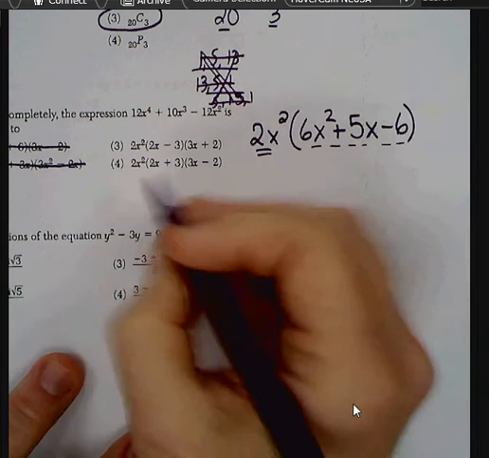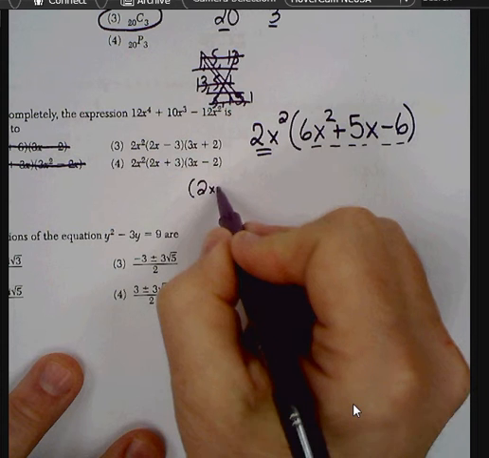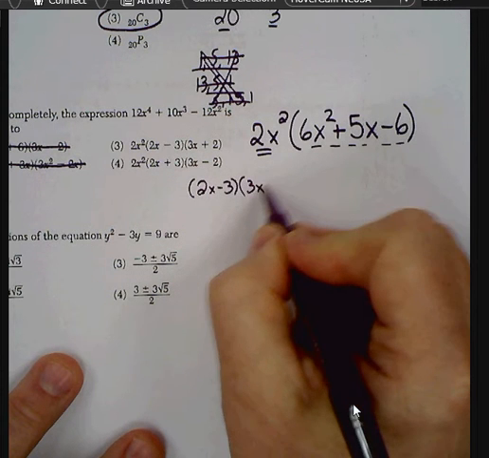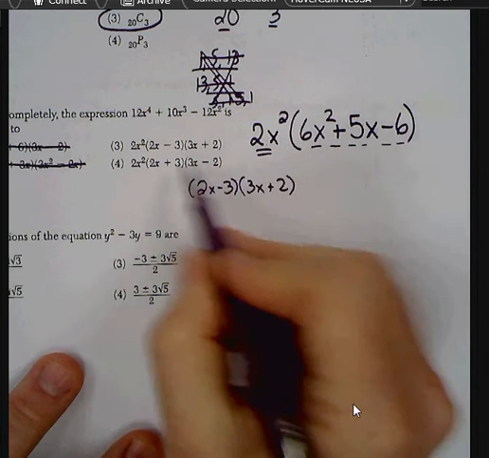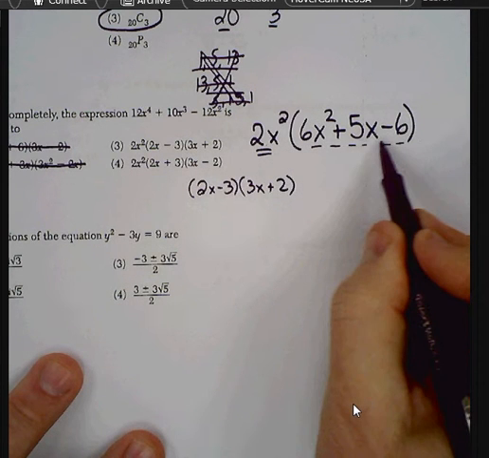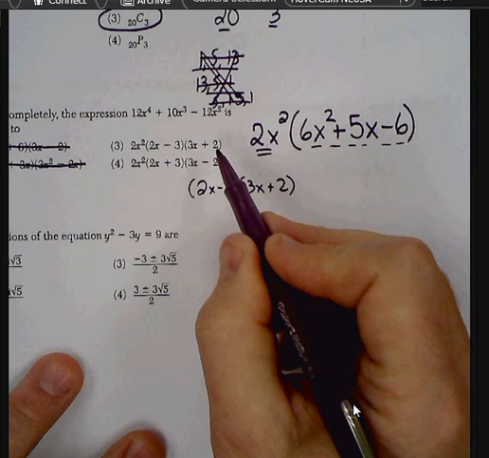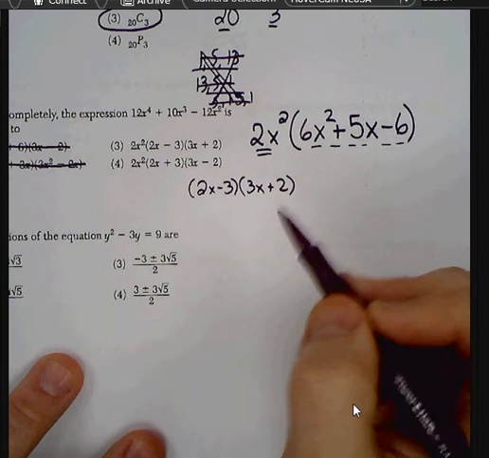to choice 3. And what I'm going to do in choice 3 is take 2x minus 3, and multiply it by 3x plus 2. Because there's the 2x squared, there's the 2x squared. If this product becomes 6x squared plus 5x minus 6, then that's my answer. And if it doesn't, then choice 4 is my answer.